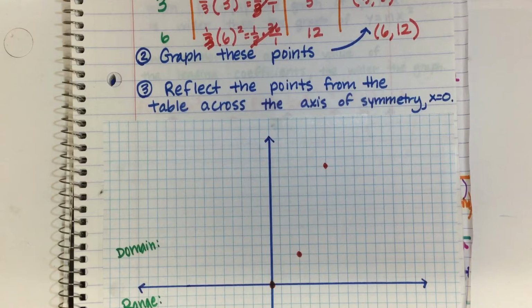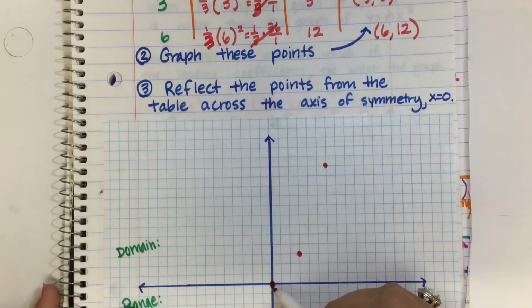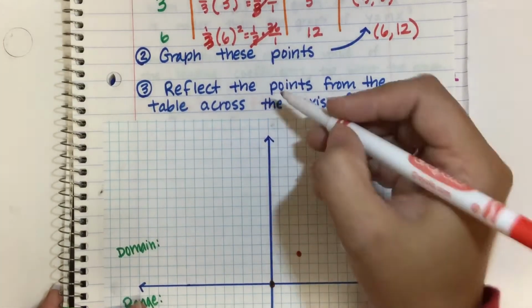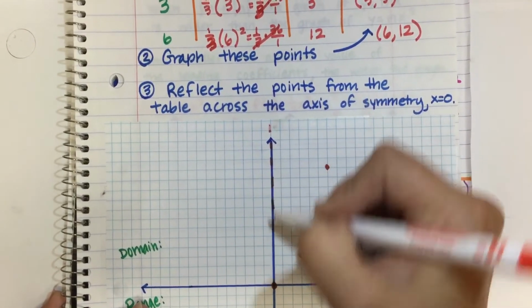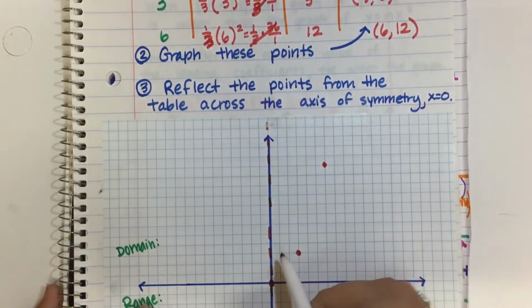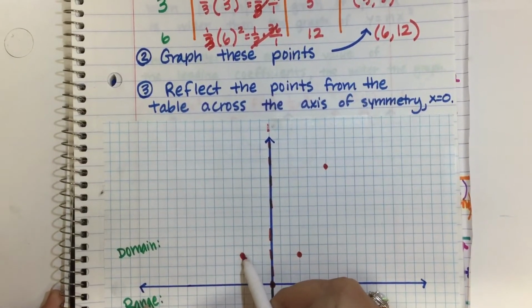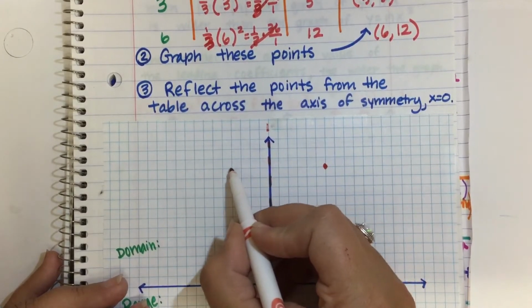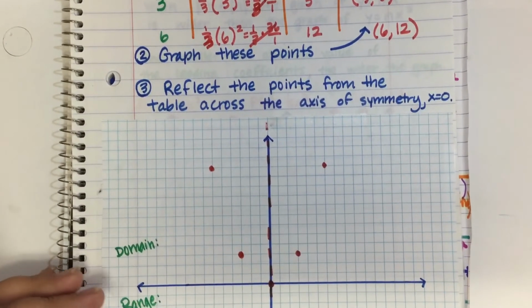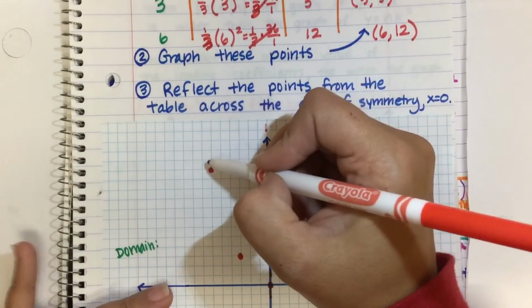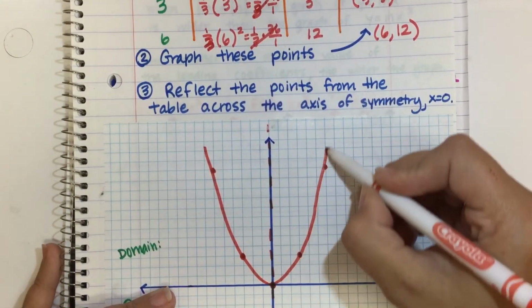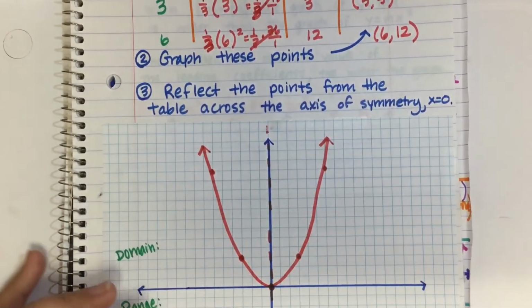The next step is to reflect those points from the table across the axis of symmetry. Well, here, my vertex is at 0, 0, so I know my axis of symmetry here is x is equal to 0. So here's my axis of symmetry. So I'm going to reflect these points. This one's 3 points to the right, so a reflection would be 3 points to the left. This one is 6 points to the right, so a reflection would be 6 points to the left. Then I connect those in a U-shaped curve known as a parabola.